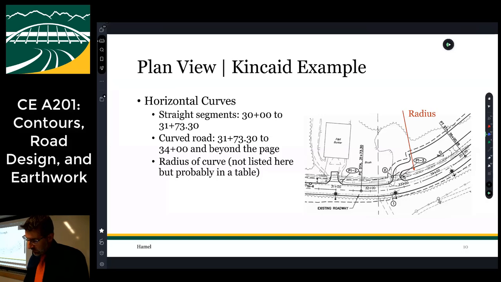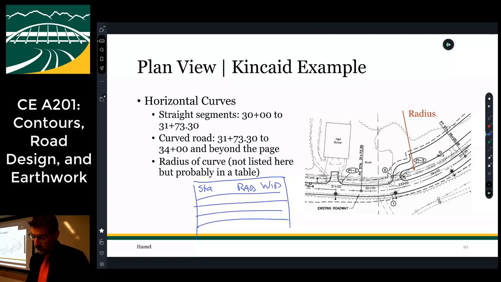Here, you'll notice that there's a radius. It's not actually defined on here because probably what you have is somewhere else. Because this is such a long, busy job, there's probably a chart somewhere, right? And it'll say station whatever, and then radius of curve, and then maybe other information like width of road. And it's got hundreds of points, right? So instead of mucking up the plan, you just do it that way.